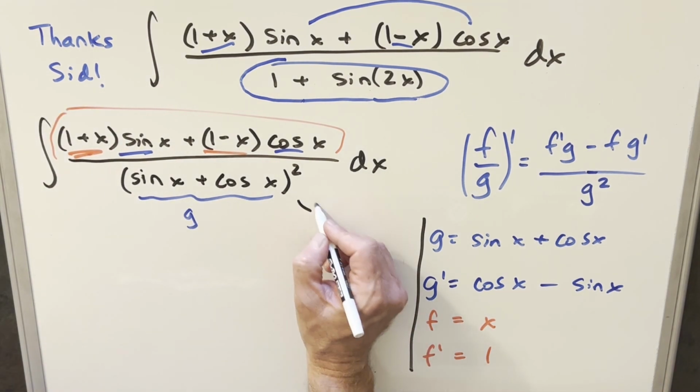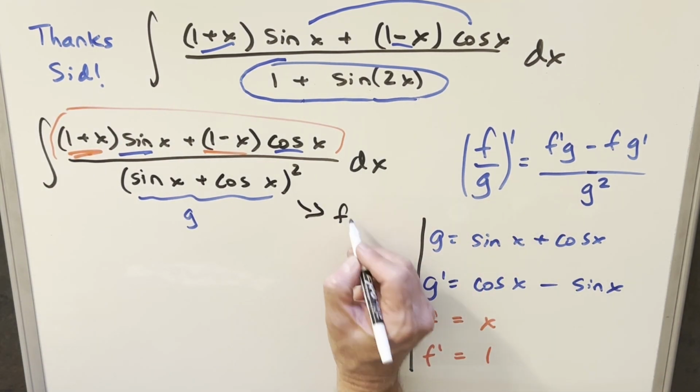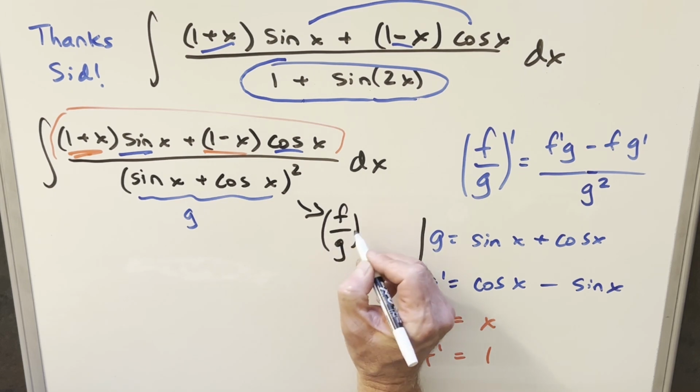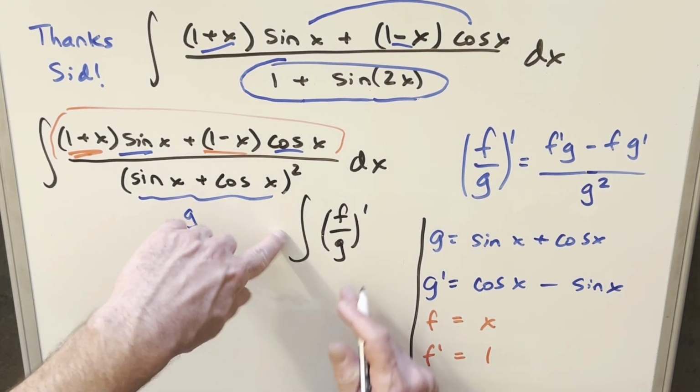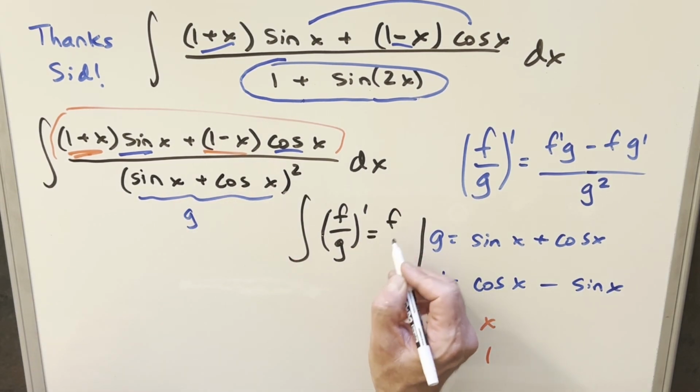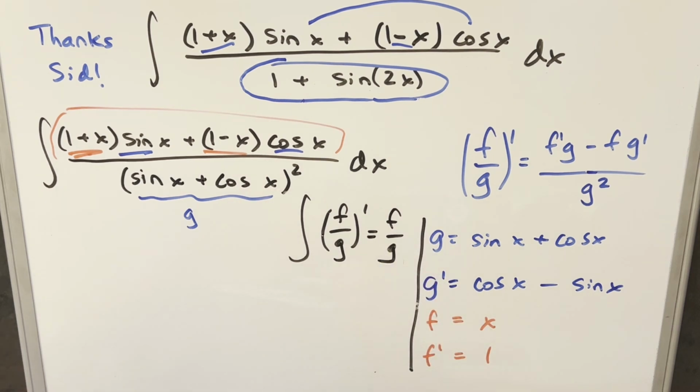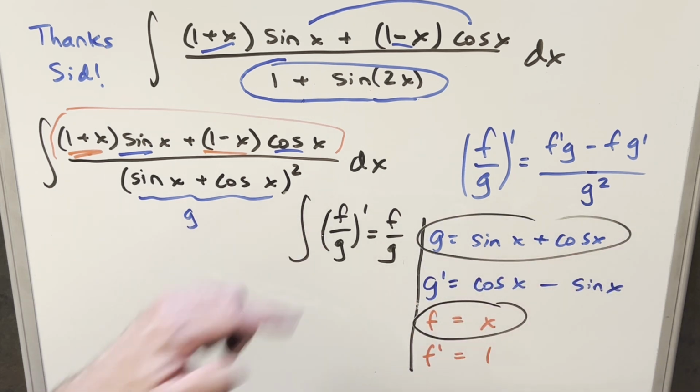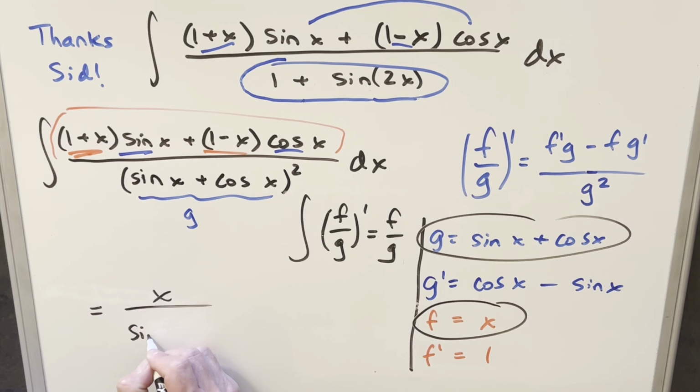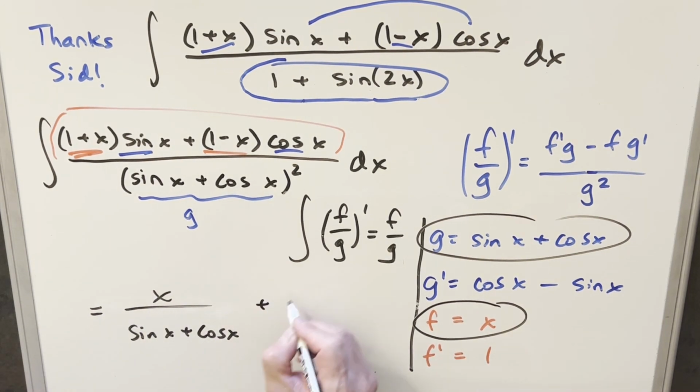So what we're saying is this whole integral here is in this form. It's just the integral of f over g, prime. But when you integrate this as a derivative, you're just going to get back f over g plus c. So all we need to do to finish this is grab our f value and our g value and put it in this form. So for my final solution, we're just going to have x over sine x plus cos x, plus c, and that's it.